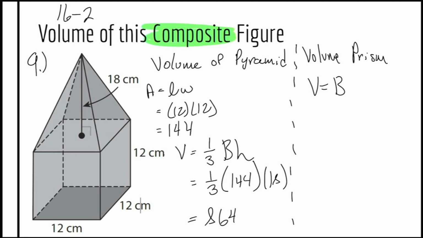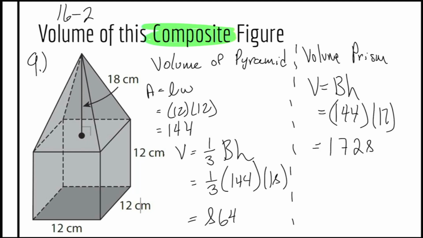There's going to be big B times height. Big B, we already know, is 144, and we have to multiply that by 12. So it's going to be 144 times 12, and that's going to be 1,728.